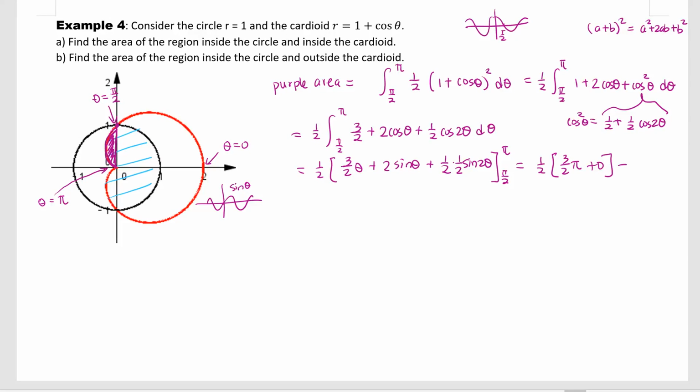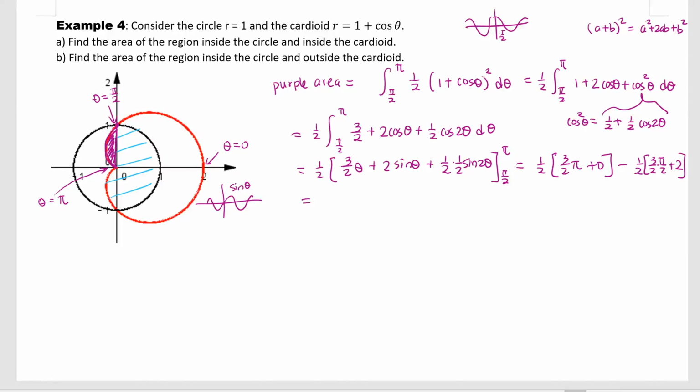Subtract when we plug in pi over 2. When we plug in pi over 2, we get 1 half times 3 over 2 times pi over 2, and then plus sine of pi over 2 is 1, so we have 2. And sine of 2 times pi over 2 becomes sine pi, which is 0.